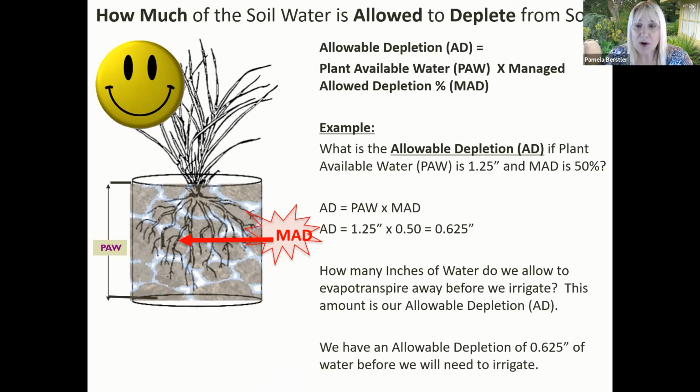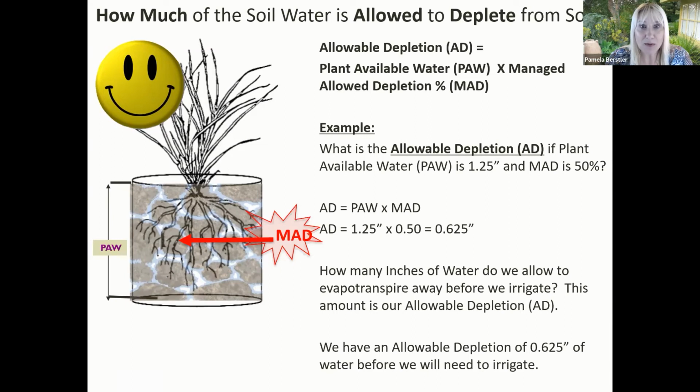So in this example, we have plant available water of 1.25 inches. We have a MAD, or managed allowed depletion, of 50%. We multiply 1.25 times 50%, and we get 0.625 inches. We are going to allow 0.625 inches of water to be depleted from the soil before we irrigate again.